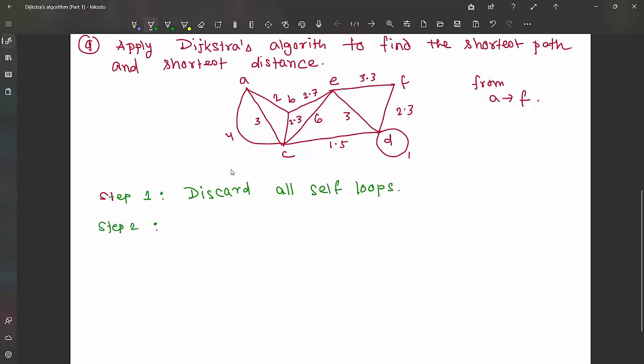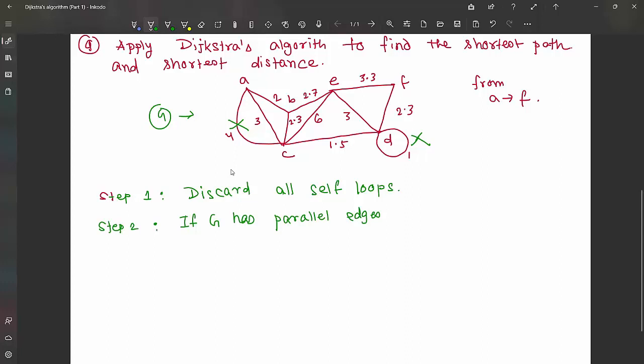Then step two. If this graph G has parallel edges, first of all discard this, and second of all, you can see that from A to C there are two parallel edges. One is 3 units, another is 4 units. So we will take the minimum weight edge and we will discard the longer edges. So here 4 is the longer edge, so we discard this 4 and we will only take the 3.